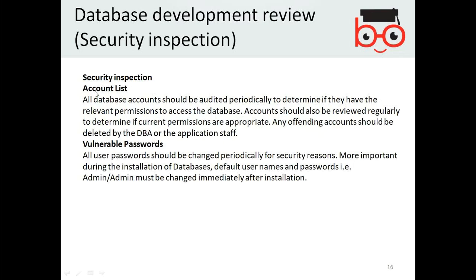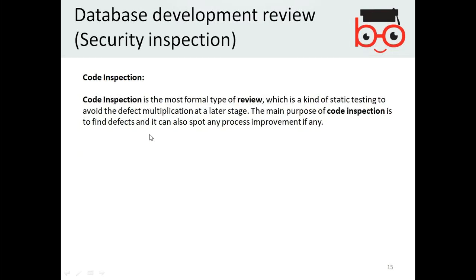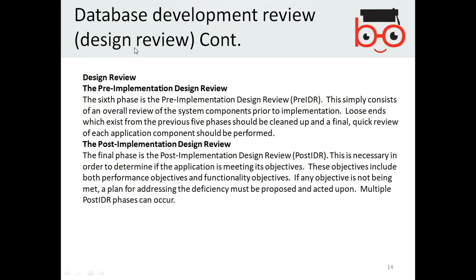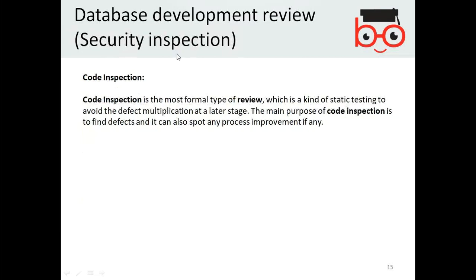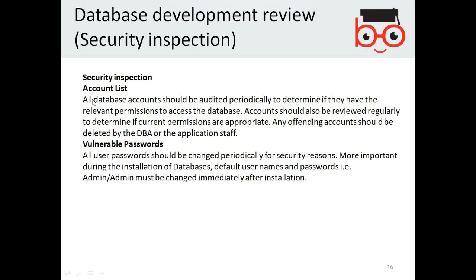Security inspection is account list. You need to inspect. Now basically we completed the design review, and then we came to security inspection, and the security inspection is a code inspection for security purposes, and account list is also a kind of security inspection. All database accounts should be audited periodically to determine if they have the related permissions to access the database. Accounts should also be reviewed regularly to determine if current permissions are appropriate.